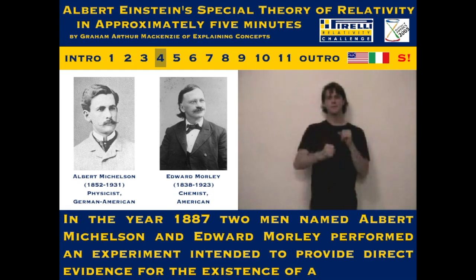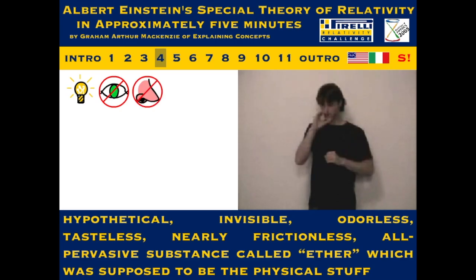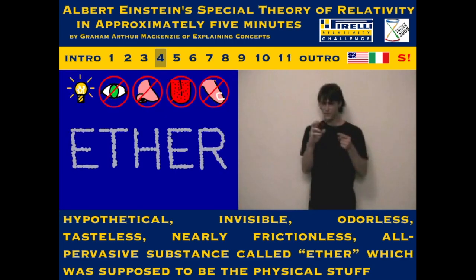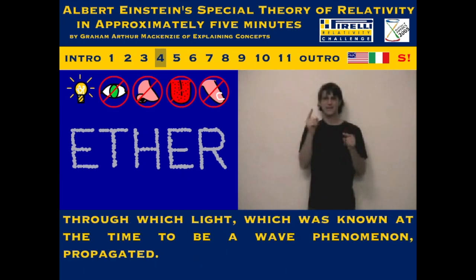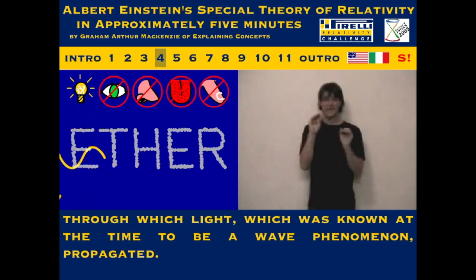In the year 1887, 2 men named Albert Michelson and Edward Morley performed an experiment intended to provide direct evidence for the existence of a hypothetical, invisible, odorless, tasteless, nearly frictionless, all-pervasive substance called ether, which was supposed to be the physical stuff through which light, which was known at the time to be a wave phenomenon, propagated.